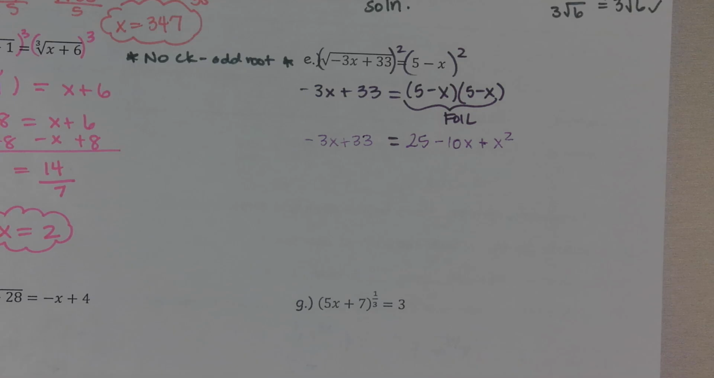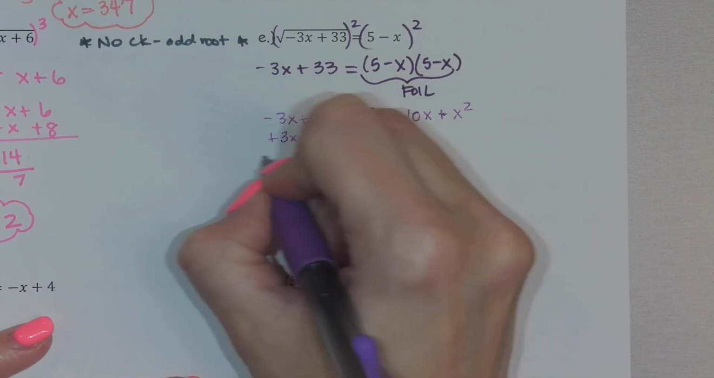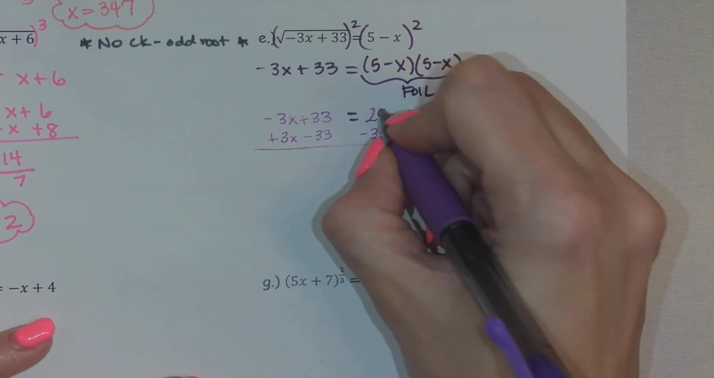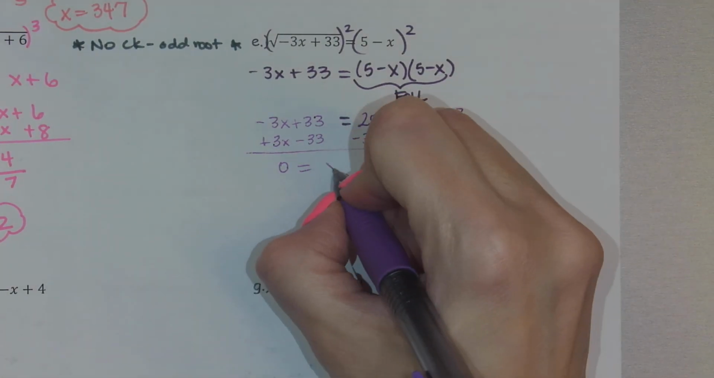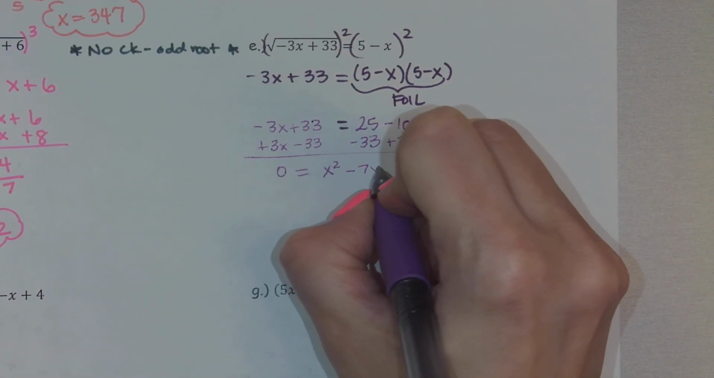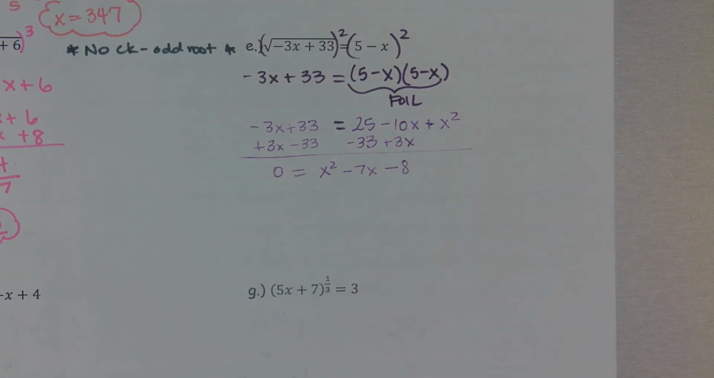Okay, so I'm going to remind you that when you have x squared, what you want to do is move everything to one side, and you want to have this equal to 0. So we're going to add 3x, we're going to subtract 33. Okay, I'm lining up my like terms. Is it okay if I just go to putting them in standard form here? Yes. Okay, so the x squared I'm going to put first. Then I have negative 7x. Then I have negative 8.